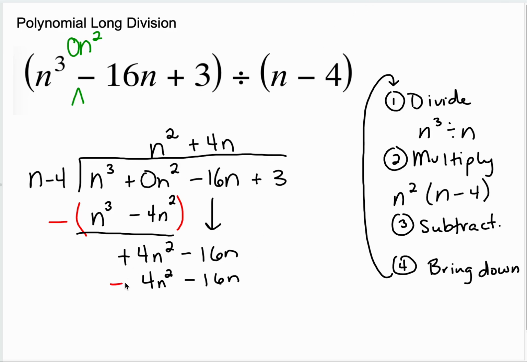Now I'm going to subtract, and I'm going to subtract both terms, making sure to distribute that minus sign. So 4n squared minus 4n squared is nothing. And negative 16n plus 16n is also 0n. I'm going to write the 0n down because I want to have my binomial for the next space. So I'm going to write this 0n and then bring down the plus 3.